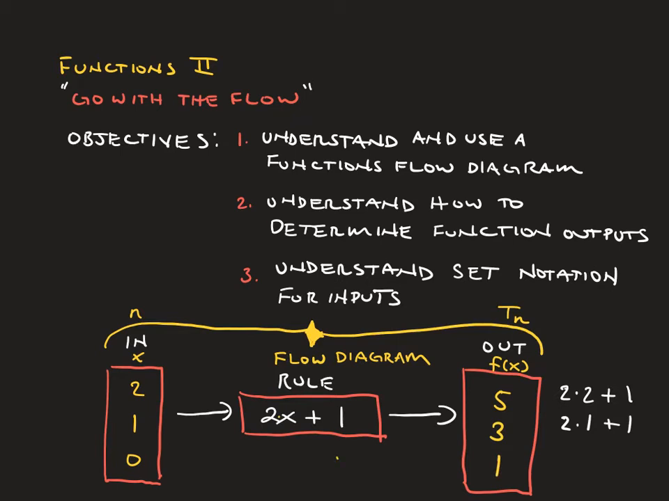So that is a function flow diagram. It can determine outputs. Later we'll be able to determine inputs and rules, but the idea is that something goes in on one side, for example, the input, the rule changes it and produces an output.